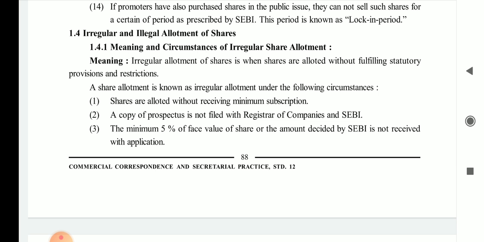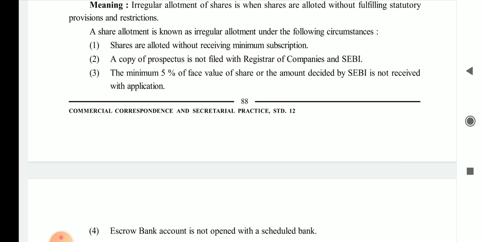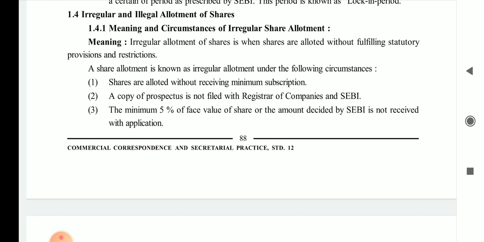A share allotment is known as an irregular allotment under the following circumstances, and it may be asked in a 3 to 4 mark question. First one is the shares are allotted without receiving the minimum subscription. If you have not collected minimum subscription, then after you issue a share, at that time it is irregular allotment. A copy of prospectus is not filed with the Registrar of Companies and SEBI.